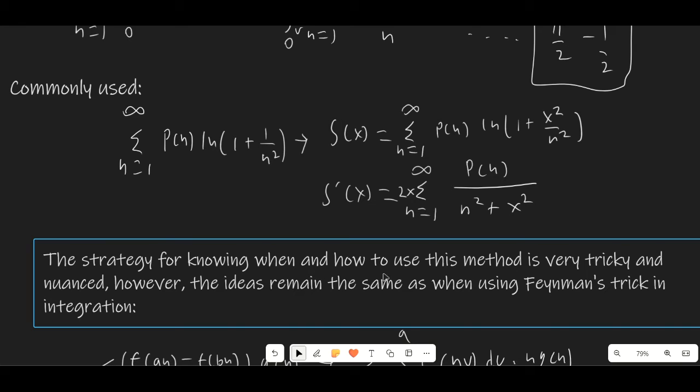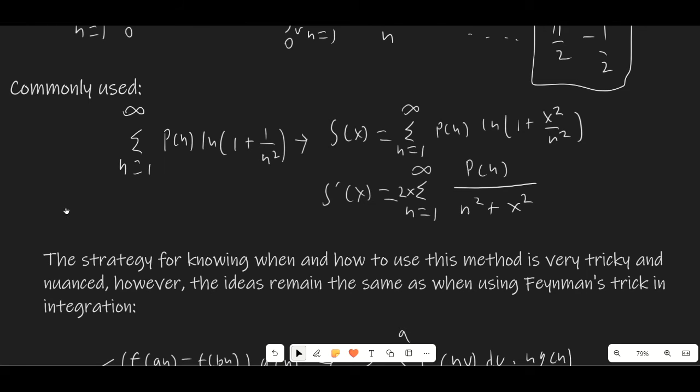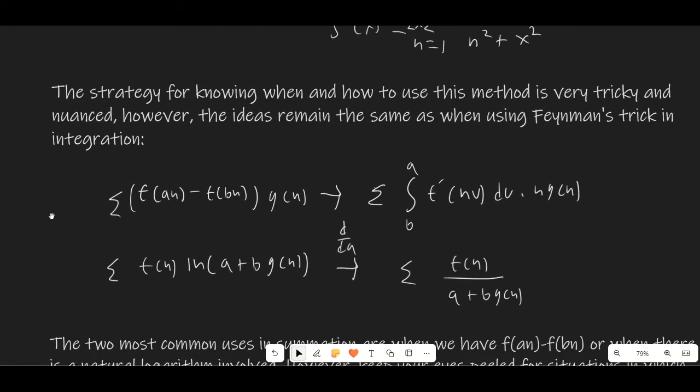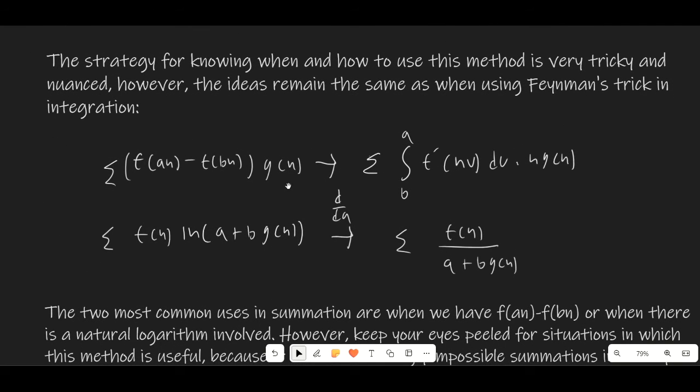The strategy for knowing when and how to use this method is very tricky and nuanced, but the ideas remain the same as when using Feynman's trick in integration. I have a video on that if you want to watch it. So for example, if we have some f of an minus f of bn, we're going to rewrite this as the integral from b to a of f prime of nv times n. And similarly, if we have some natural log of a plus b g of n, we're going to differentiate with respect to a, and we're going to get g of n over a plus b g of n, which is hopefully a little bit easier. Obviously, it depends on the situation.